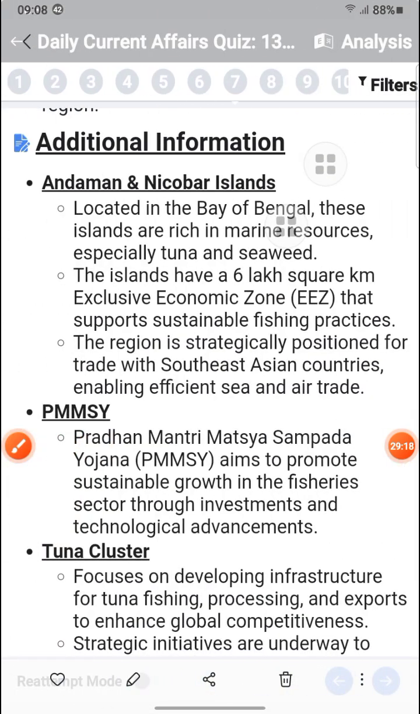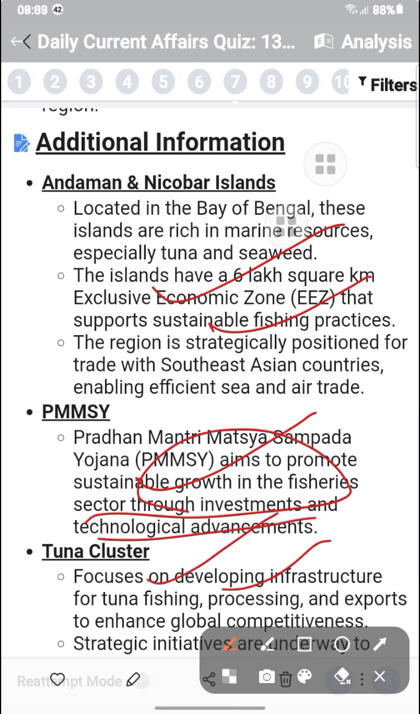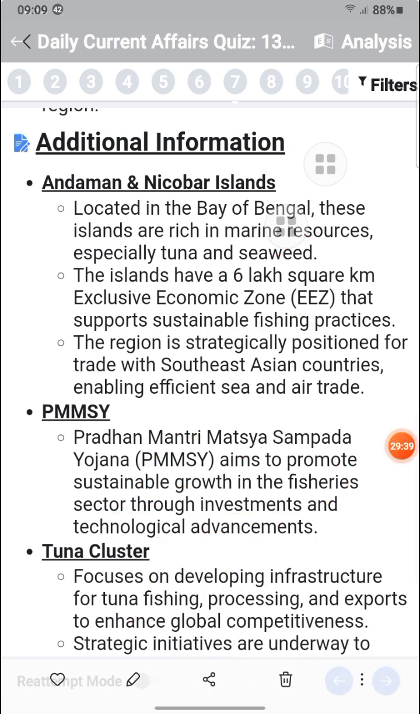Okay, and this location in the Bay of Bengal, this island is rich in marine resources and the exclusive economic zone, and that supports sustainable fishing. And now the Pradhan Mantri Matsya Sampada aims to promote sustainable growth of fisheries, investment, and focus on developing infrastructure for tuna fishing and processing and export to enhance global competitiveness.